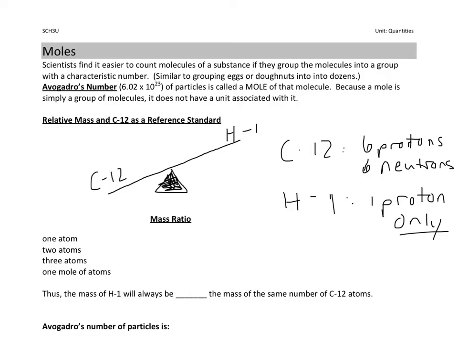So if we start to look at the mass ratio, if we start to compare the mass of carbon to hydrogen, what happens if you had 1 atom of each? So if we had carbon to hydrogen, you'd have 12 U to 1 U if your ratio was looking at 1 atom. Is that good with everybody so far?